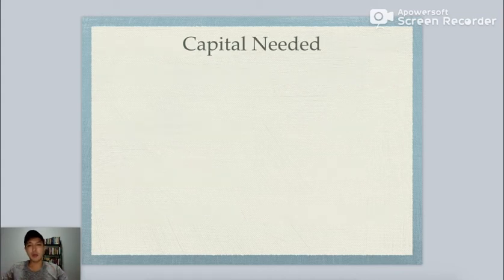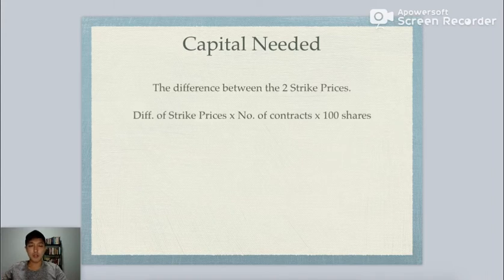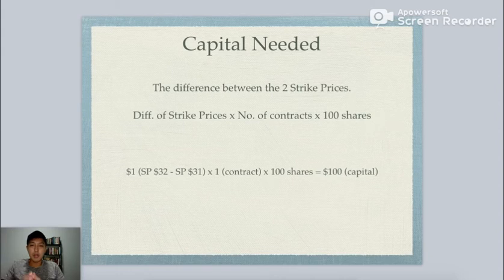So how much capital do we need? That's the most important thing to work out. The capital you need is the difference between the two strike prices, multiplied by the number of contracts you are doing, multiplied by 100 shares. For example, if your strike prices are $1 apart, in this case 32 and 31, assuming you're doing one contract, you will need $100 capital.